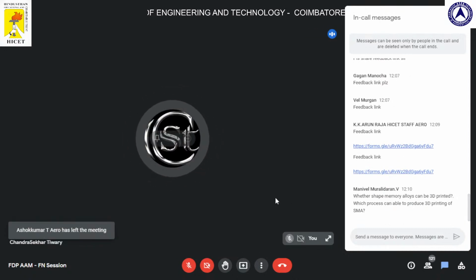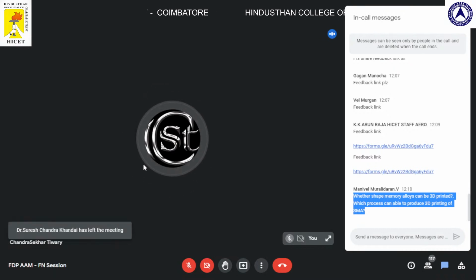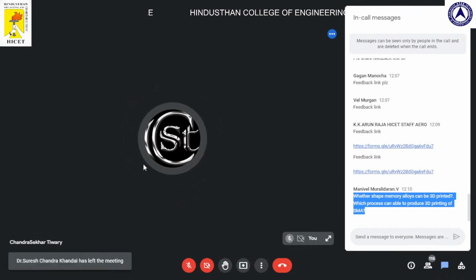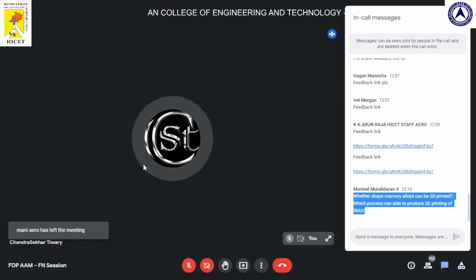Whether shape memory alloys can be 3D printed, and which process can be used? Manivel ji, yes, we can. With shape memory alloy, the biggest problem is getting the composition right. A small change in composition and the shape memory doesn't work. So there is a lot of effort. People are trying to make shape memory powders. I'm sure there are several suppliers who are able to make them. If the powder is there, you can print.